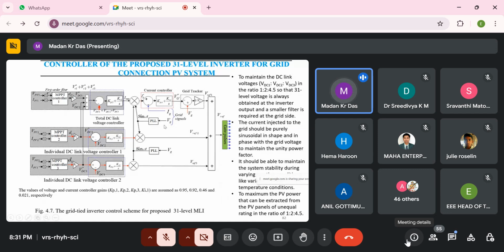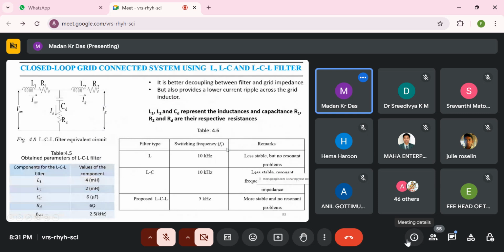And now this is the controller for the 31 level inverter. We use three DC sources, so we have used three controllers individually. This is the current controller and this is the grid tracker, and these are the gate pulses. Now the filter circuit we have used. This is the filter design of the proposed inverter. We have used LC and LCL type filters, but basically an LCL filter in this inverter.